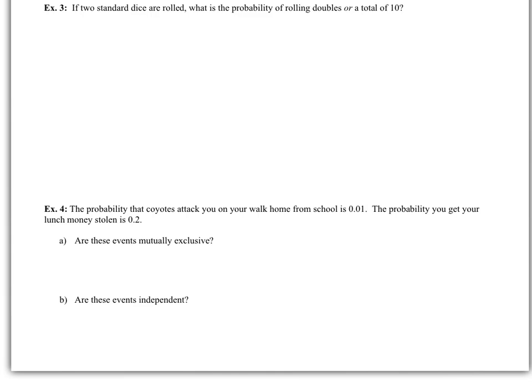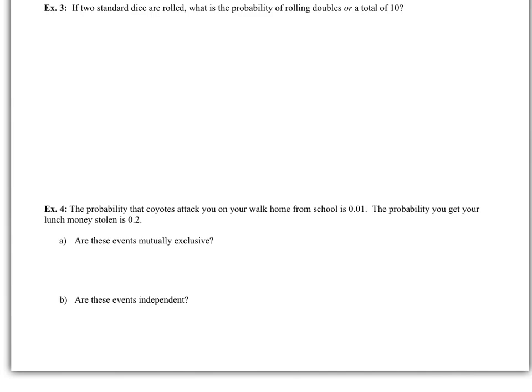So if I'm rolling a pair of dice and I want to know what the probability is of rolling either doubles or a total of 10, how do I figure that out? So in this case, rolling a 10 and rolling doubles is a non-mutually exclusive event because we can roll a 10 by rolling doubles, because 5 and 5 would equal 10 and 5 and 5 is rolling doubles.